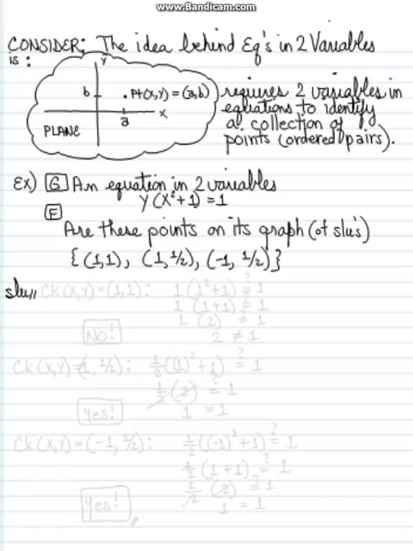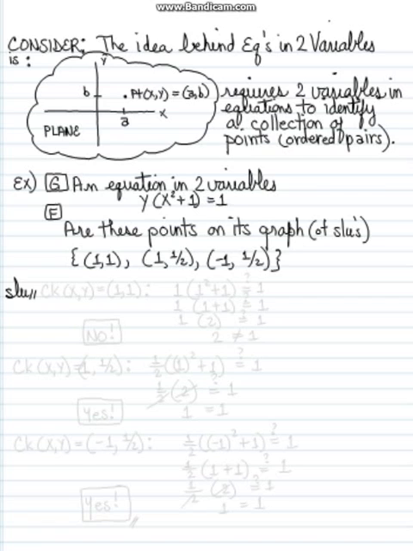Okay? So in this example, given an equation in two variables, so here's an equation. y(x² + 1) = 1. Find, are these points in the graph? In other words, in the graph of the solution. And the ordered pairs I want you to check are the ordered pairs (1, 1), (1, 1/2), (-1, 1/2). Okay, we're going to do this one at a time.